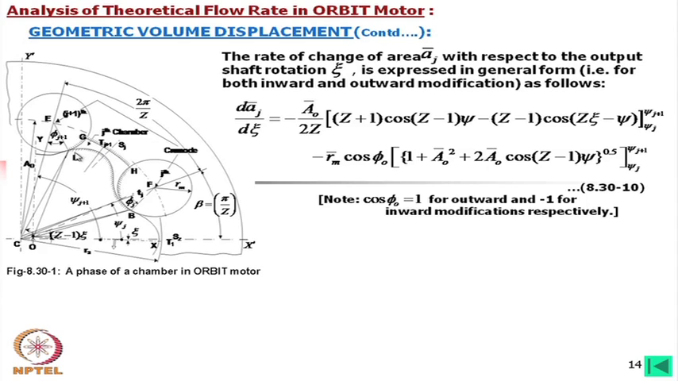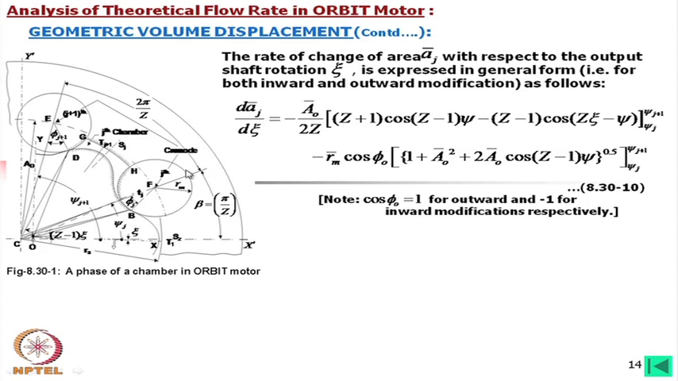This profile can be modified outward also. See, in case of Wankel engine, this is modified in the outward directions, a small modification of course. To accommodate whatever the modifications may be, in the case of the orbit motor it is in the inward direction. What we have done, we have used an equation with cos phi 0. In fact, this phi 0 we can put along this axis.